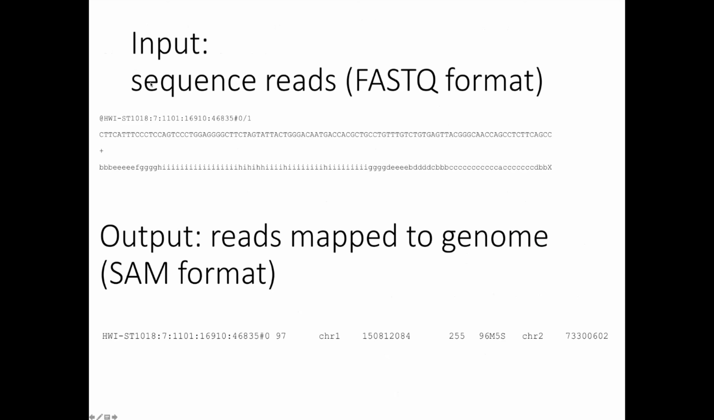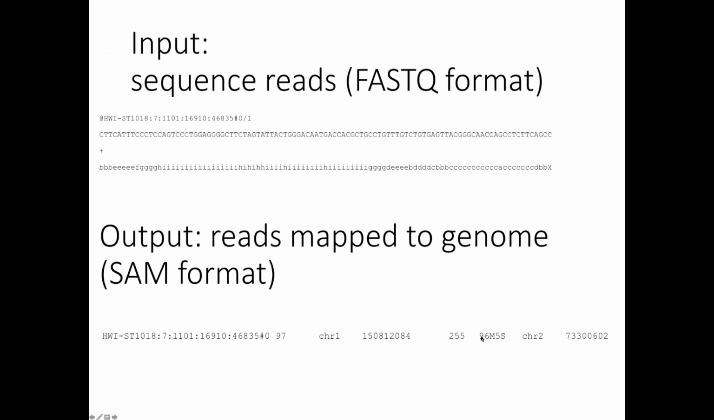So the input is the sequence reads, and the output is the reads mapped to the genome, and that's the SAM. It's a SAM format, which is going to contain the name of the gene, where it's mapped, and the scoring.